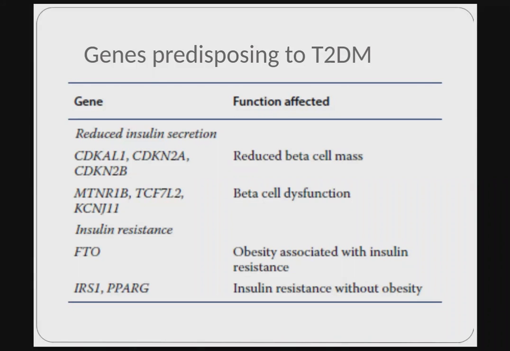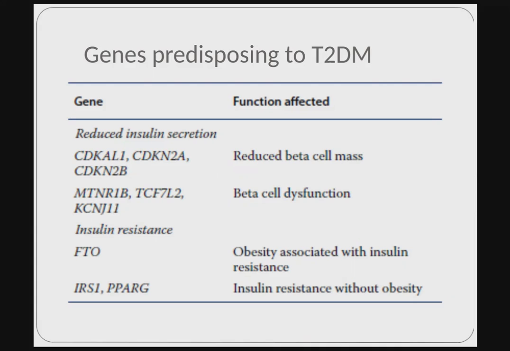Some of the genes predisposing to type 2 diabetes mellitus have been found. Those that have to do with insulin secretion, the CDKAL1, CDKN2A, CDKN2B, once they are affected, they result in reduced beta cell mass and decreased insulin secretion. While if there's an affectation of MTNR1B, TCF7L2, KCNJ11, those lead to beta cell dysfunction. The insulin may be there, but the function is not optimal.